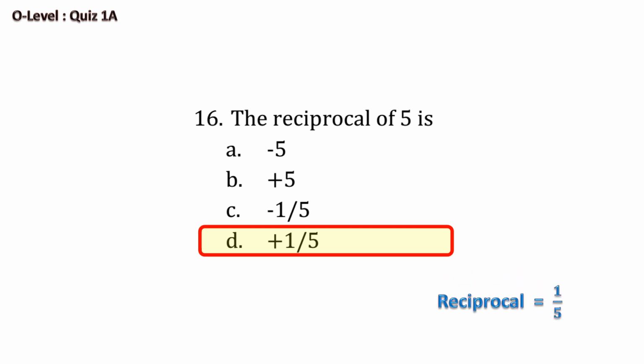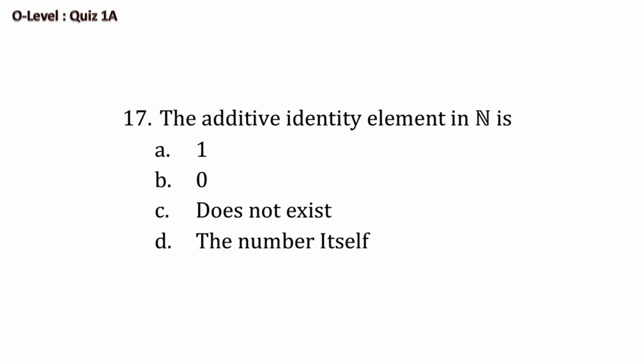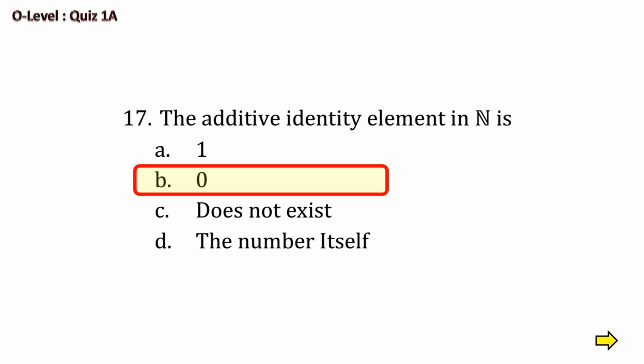Then you equally have question 17. We have the additive identity element in the set of N is, recall that N is a set of natural numbers. And the additive identity element is that number that when you add to any number, it leaves the number unchanged. And only 0 has that property. So our key here is 0.